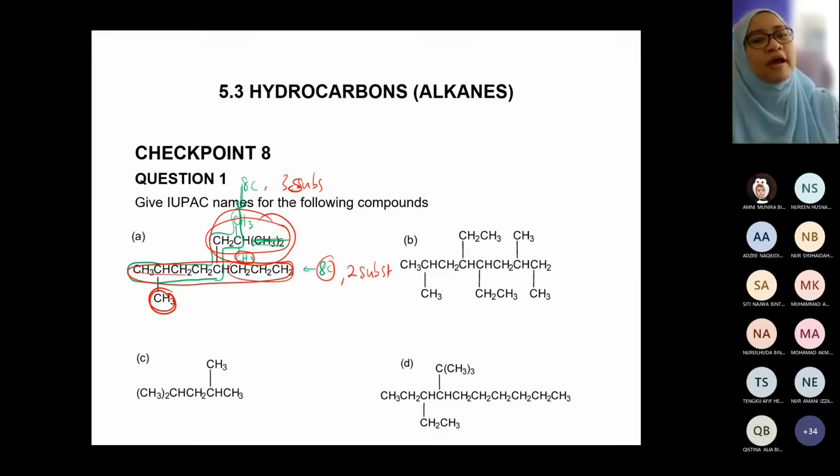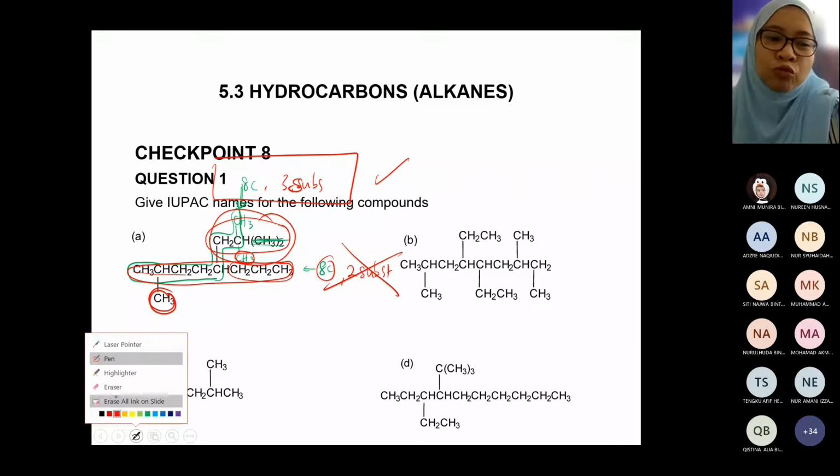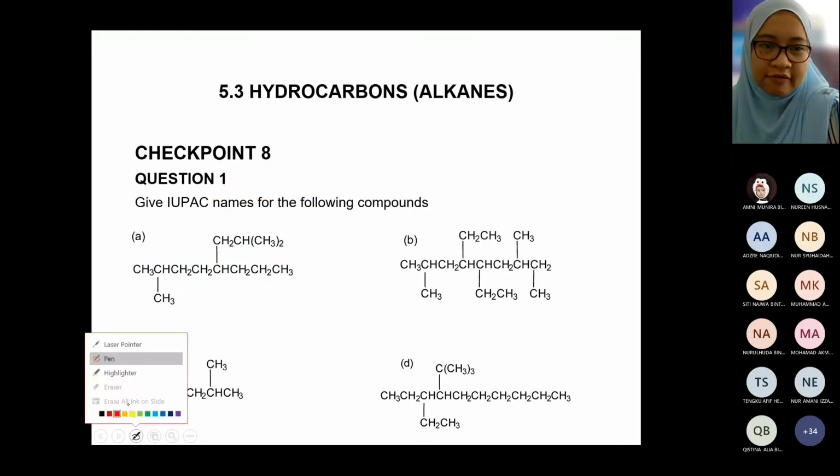Even though they both have the same number of carbons, they have different numbers of substituents. So we would go for the one that has more substituents, which is this one, not this one. Understand? So this is what you have to consider when you do naming. Okay, you need a lot of trial and error. Let me just clear everything off first.